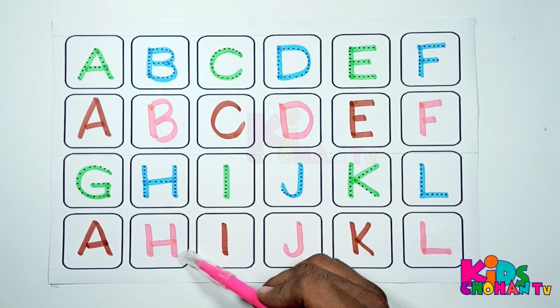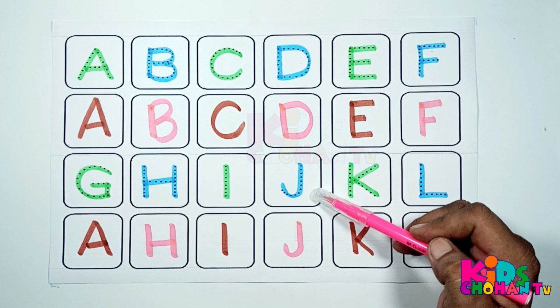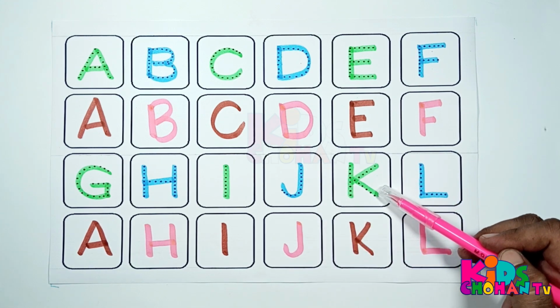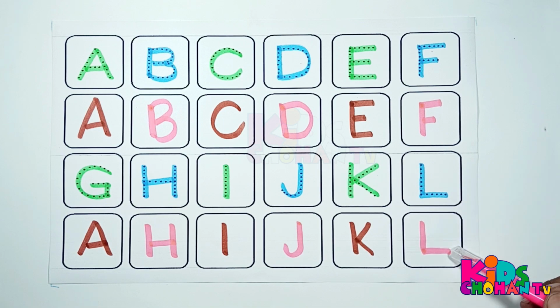H. H for horse. I for ice cream. J. J for juice. K. K for kangaroo. L. L for lion.